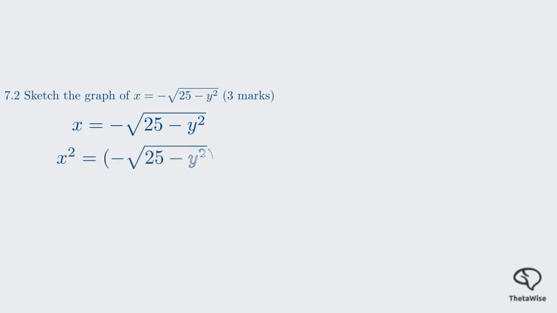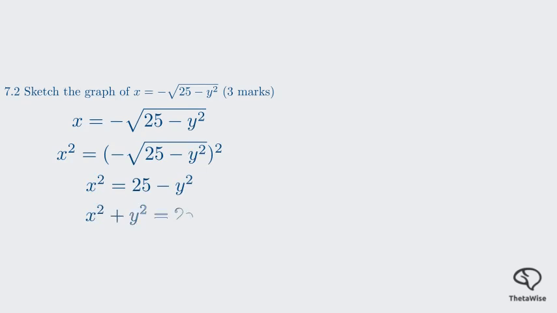When we square both sides, negative squared is positive, so x squared equals 25 minus y squared. Rearranging this gives us x squared plus y squared equals 25. This is the equation of a full circle centered at the origin with a radius of 5, just like the one in question 6. Now we must go back to the original equation and interpret the negative square root.